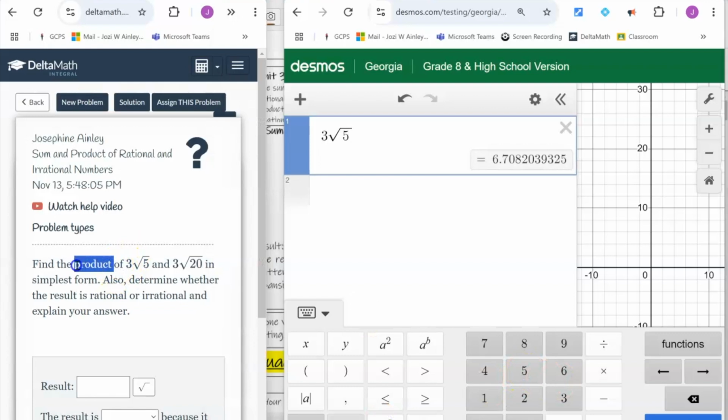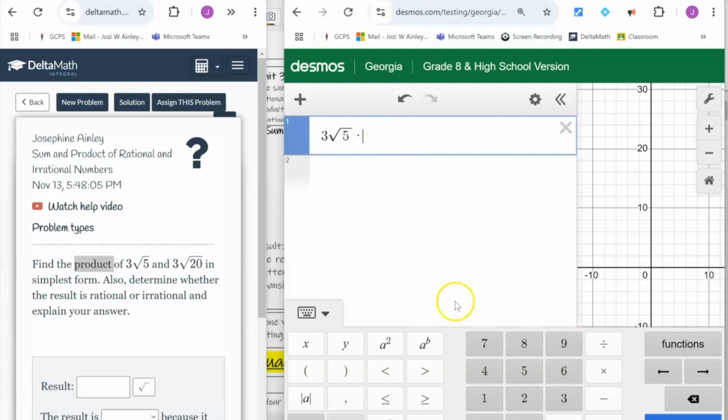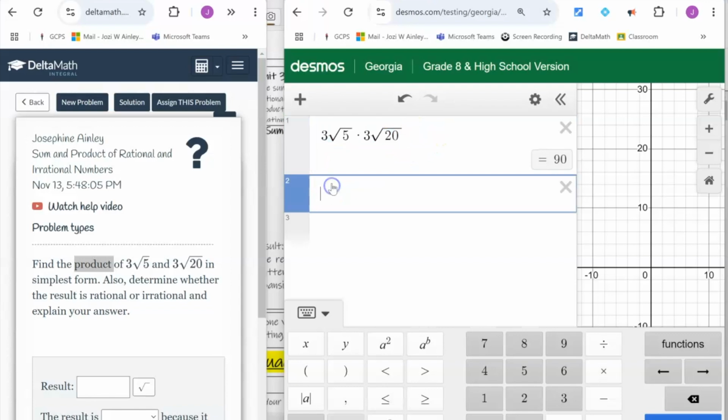So find the products. What does product mean? It means to multiply. Be careful that you're not putting it in the wrong spot. So it's multiplied by 3 radical 20. What did I say about taking the product? Do the radicands have to be the same? No. Taking the products means that you multiply the coefficients, or the books, and then you multiply the cards. So let's start with that, and then I'm going to break it down.